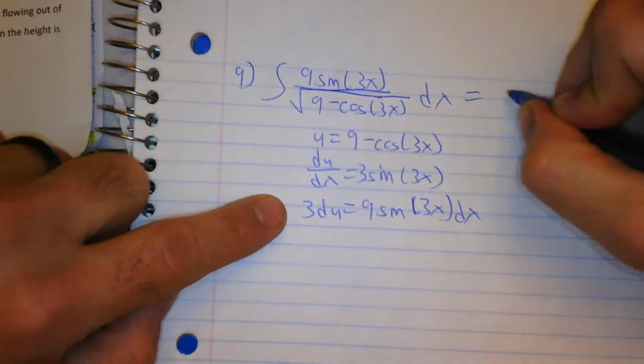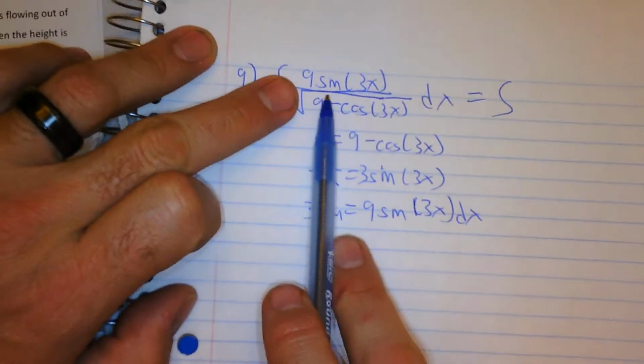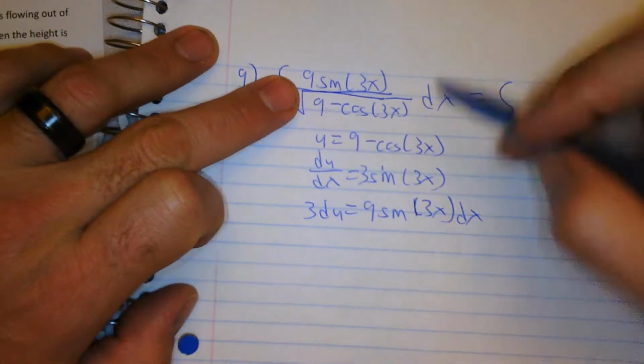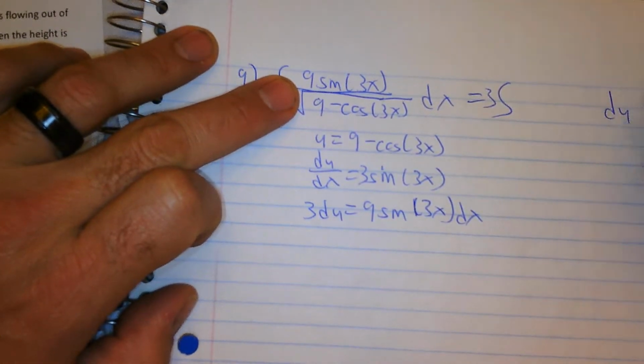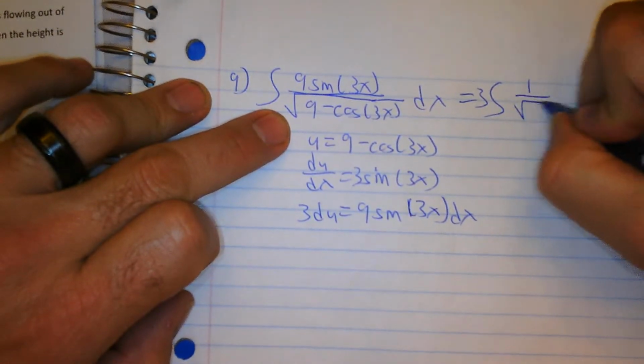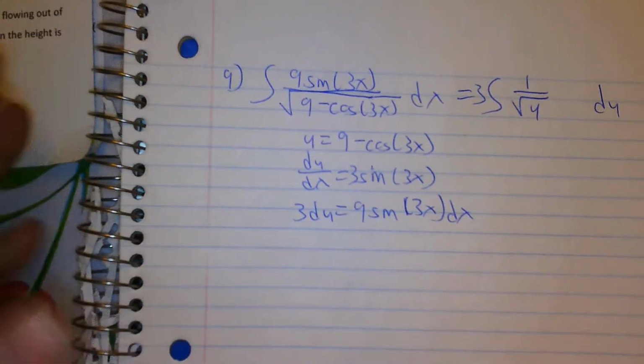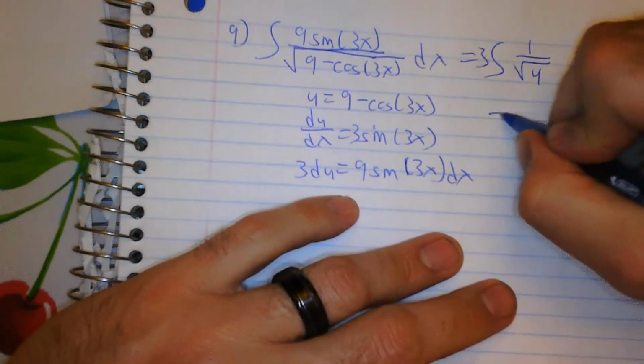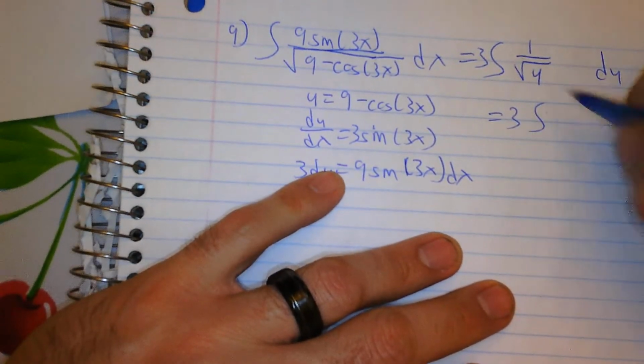Now I should be able to do my replacements. 9 sine of 3x dx is replaced by 3 du. And then this thing is just 1 over the square root of u. All right? That's the same as 3 times u to the negative 1/2 power du.